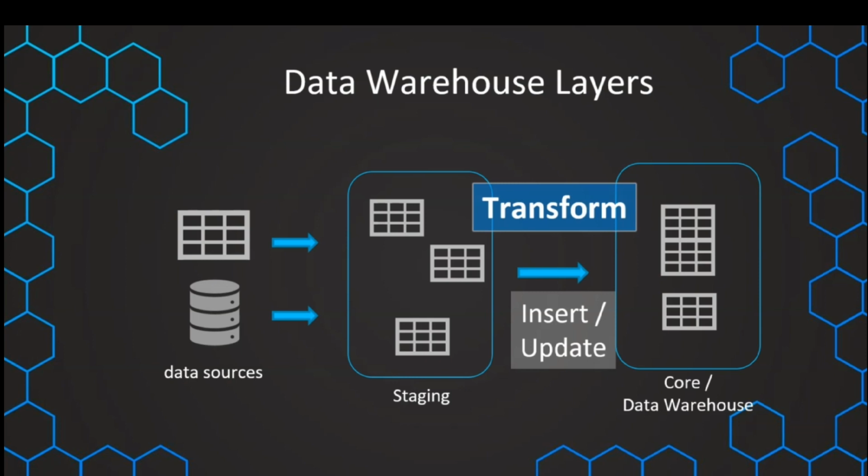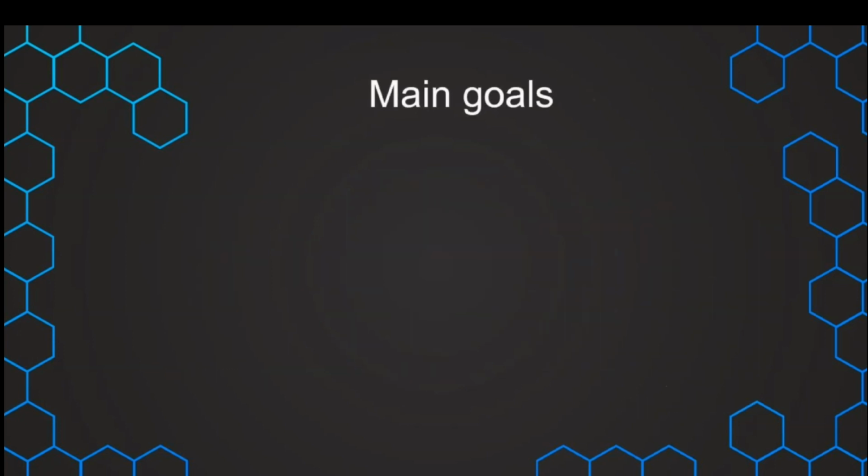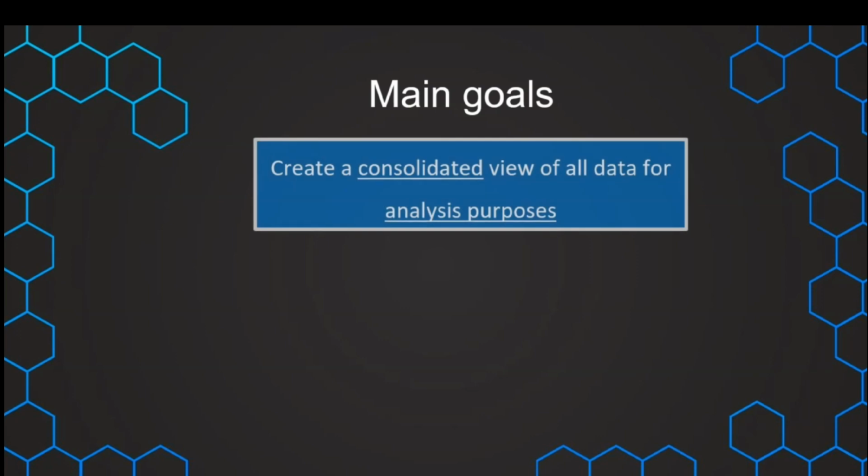So before we dive into the specific types of transformations, we want to have a look at what is actually the goal of our transformations. And that is mainly to create a consolidated view of all of our data that is optimized for our analysis purposes. So first of all, we basically have two main goals.